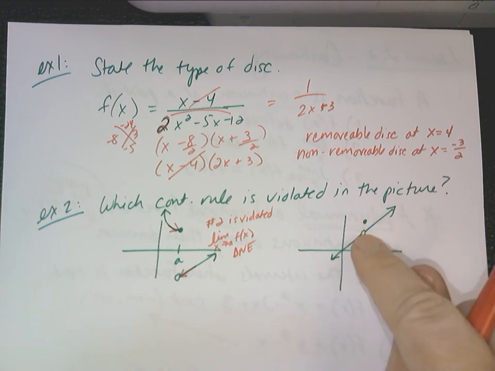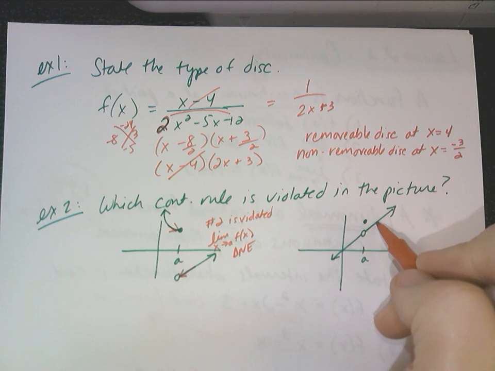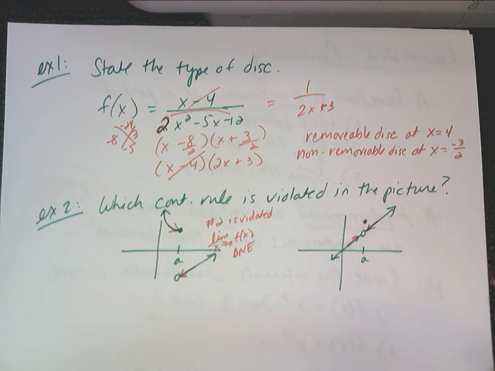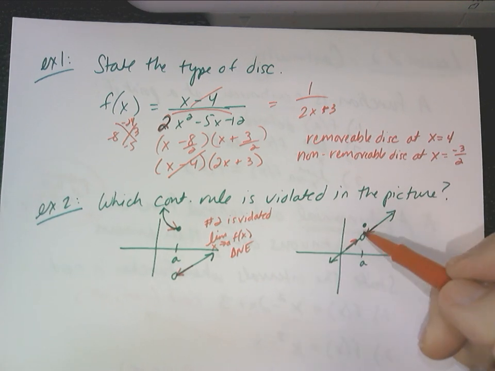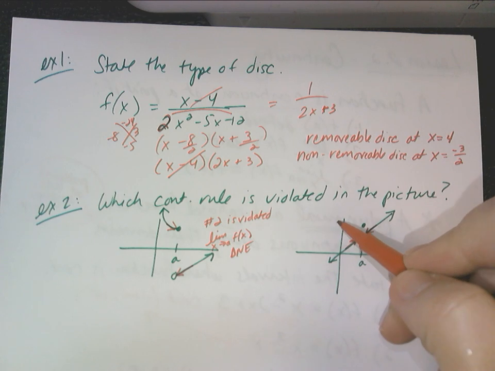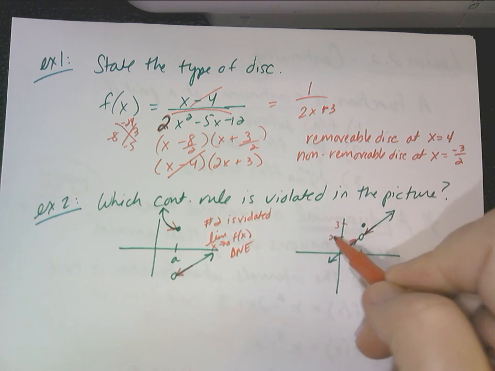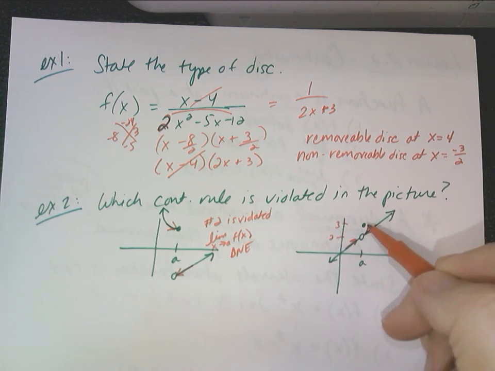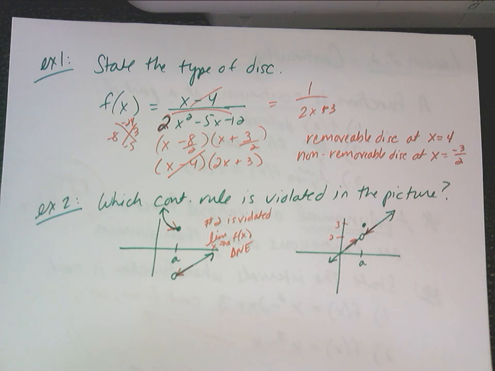All right, so this one we already determined passes 1. Does this one have limits from both sides? It's the same one, right? So then it must be 3. Why is 3 violated? Because they don't equal each other. Let's say this was 3, I'm just making up numbers, and let's say this was 2. The limit here is 2, but the value is 3. They have to be the same in order to be continuous.